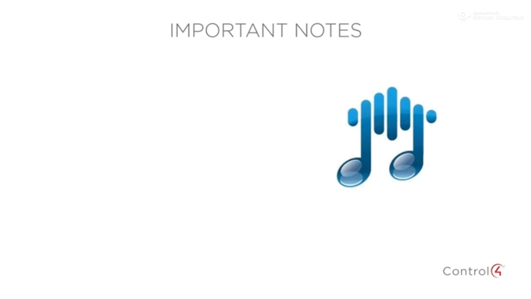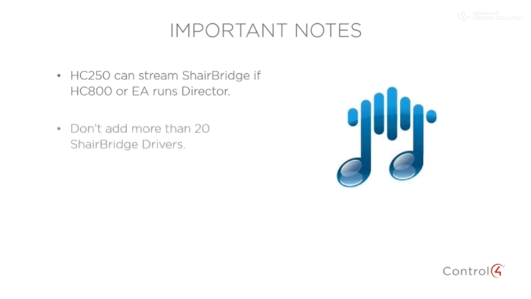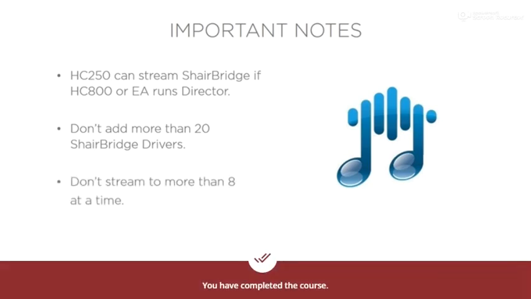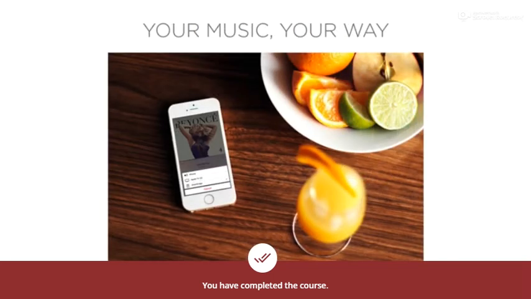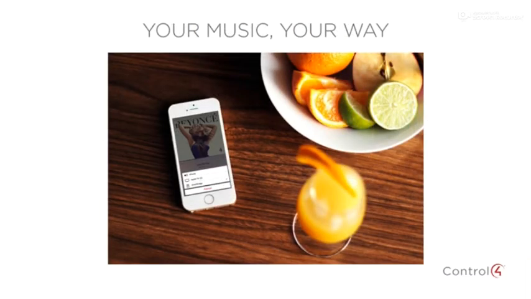A few important notes about using ShairBridge. The HC250 can stream ShairBridge, but it requires that an HC800 or an EA series controller is running Director. The 250 on its own does not have the horsepower to do both. Don't try to add more than 20 ShairBridge drivers to a project, and don't try and stream to more than 8 of them simultaneously. With ShairBridge, you can listen to any of your music anywhere you want.